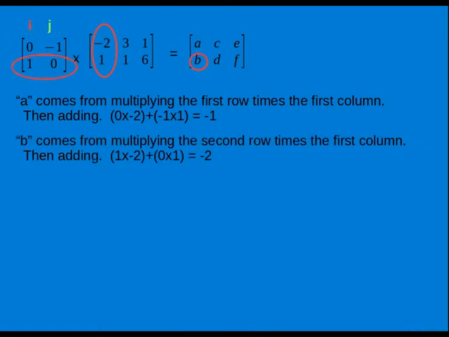The B value, for the pair of A, B, comes from multiplying the second row of the ij matrix times still the first column of the coordinates of the triangle, then adding them together. So this gives us a total of -2.